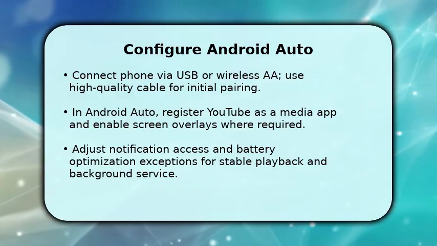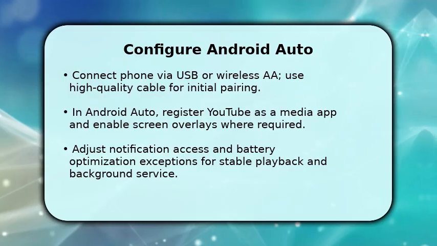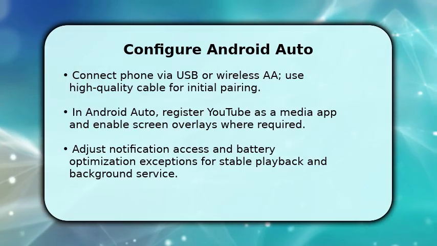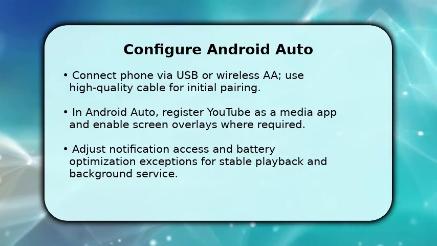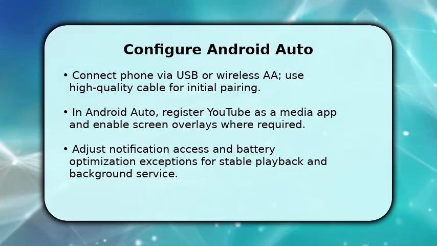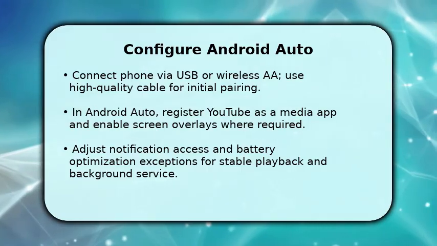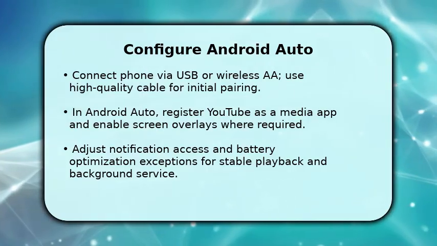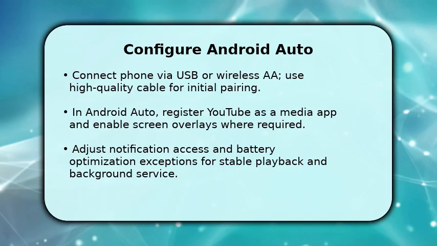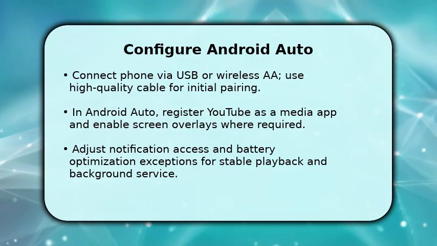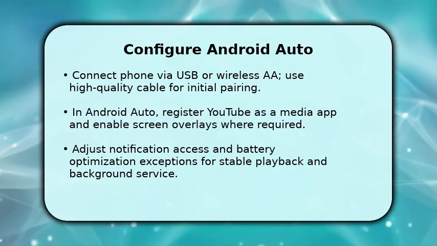Once paired, open Android Auto settings and explicitly allow the sideloaded YouTube to appear as a media app and grant it notification access. This lets control widgets show on the dash. Make sure you exempt the app from battery optimizations so playback and streaming services stay active. These configuration steps let Android Auto route audio and video commands correctly while keeping the app responsive.